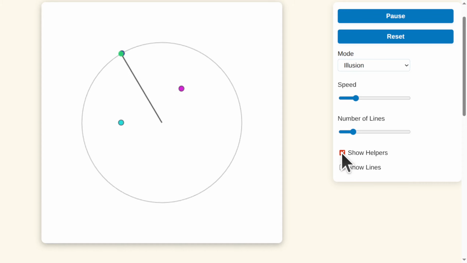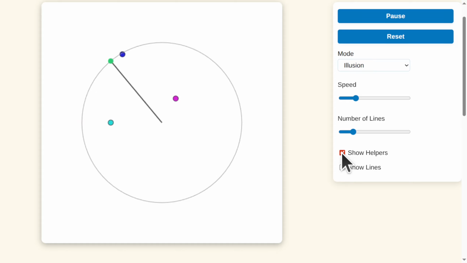Okay, and how about now? Now, with show helpers checked, I see a green dot at the top, a blue dot at the bottom left, and a teal dot at the bottom right. A large gray circle is in the center, and a gray line connects the green dot to the blue dot. The dots in the line are moving.